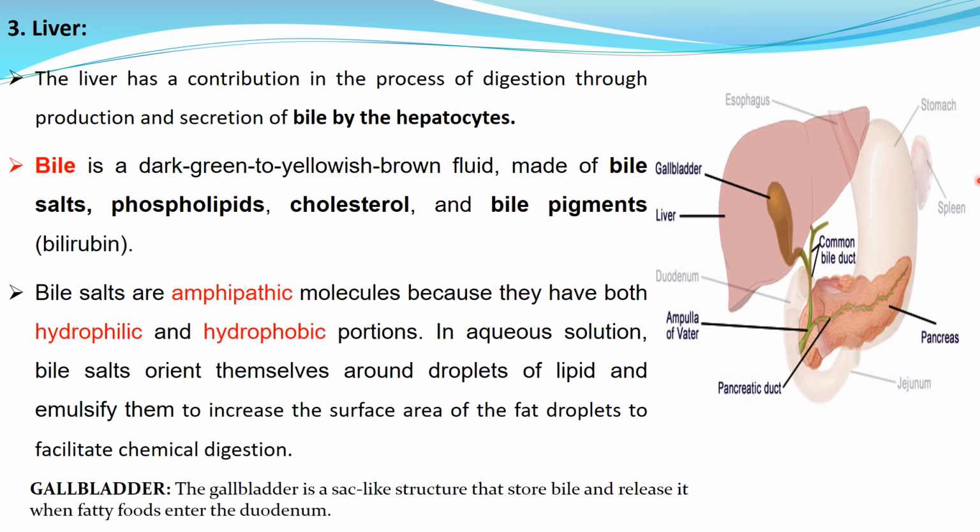So, as we see here, this is the gallbladder. The gallbladder is a sac-like structure that stores bile and releases it when fatty food enters the duodenum. I think we already mentioned it. So the liver contributes to the process of digestion by the production and release of bile.